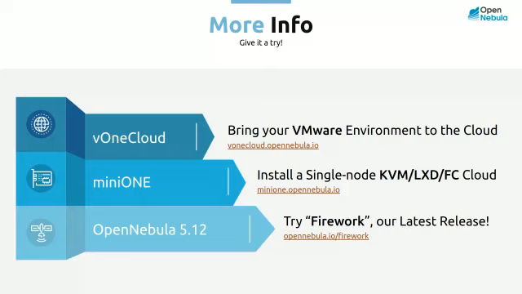If you want to deploy very quickly a single node KVM, LXD or Firecracker cloud, you can do the same with what we call MiniONE. You can get it on our website and have your single node OpenNebula cloud running locally very quickly, or you can use an Amazon Web Services instance and give it a try.